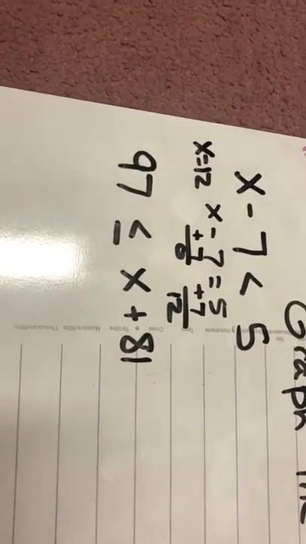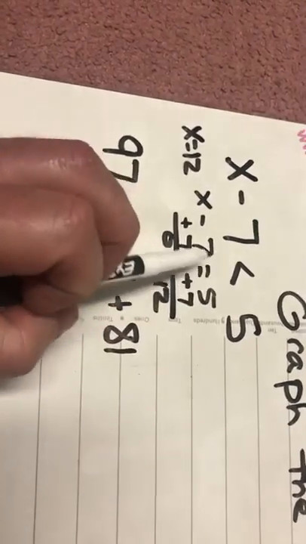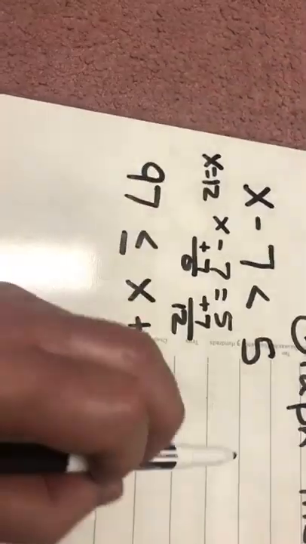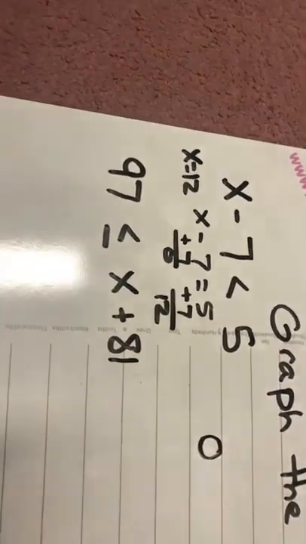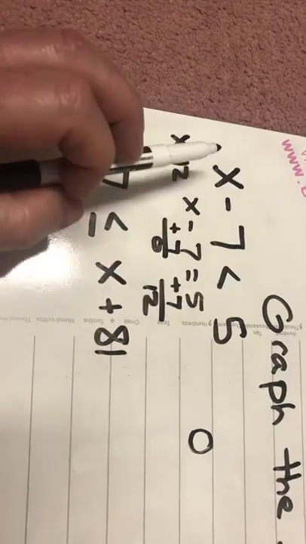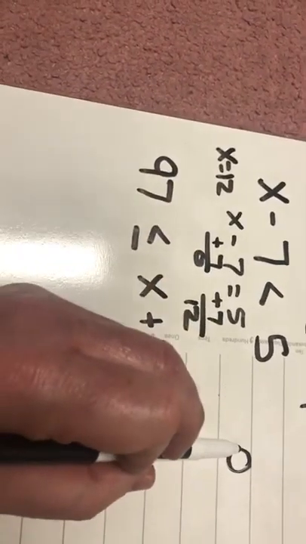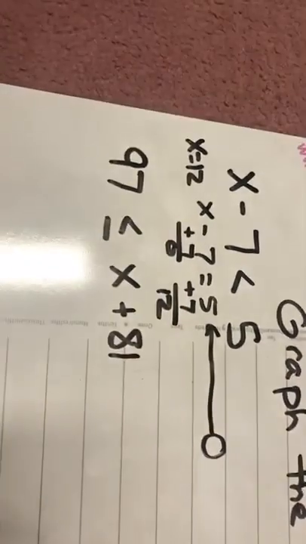So remember what the graph is going to look like. First of all, it's going to be an unshaded circle because x cannot equal 12. And since the x is on the smaller side of the inequality, it's pointing to the x. That means it's on the smaller side of the inequality, so my line is going to go right.